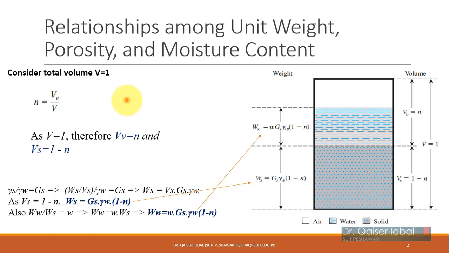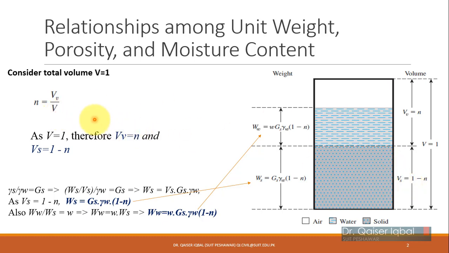So today we are going to discuss the relationship among the unit weight, which is also known as bulk unit weight, porosity and moisture content. Because we are discussing porosity today, you know porosity is basically volume of voids divided by the total volume, while the void ratio was equal to volume of voids divided by volume of soil solids. So there is a small difference between void ratio and porosity.